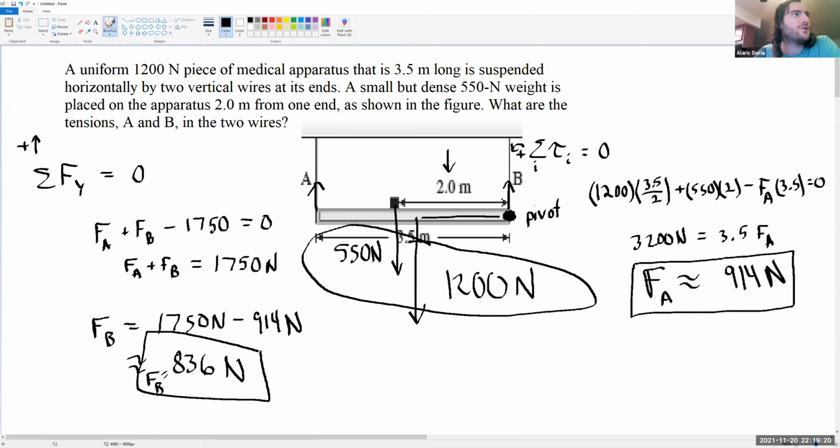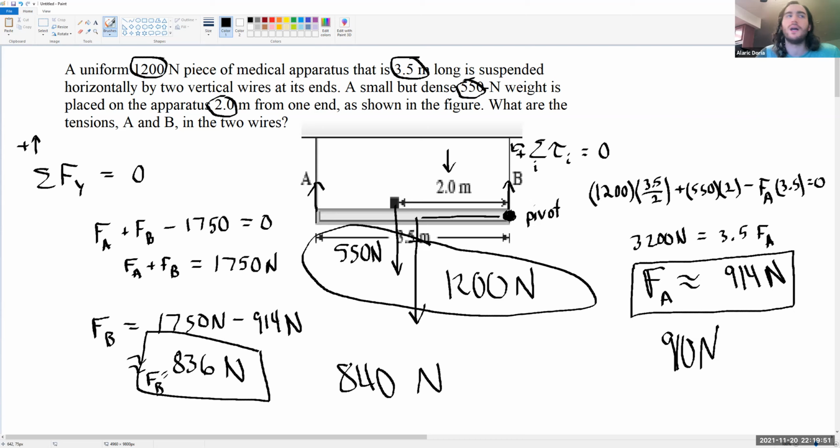So we go over to the answers. Since these are multiple choice questions, we can take a look at the answers here. And they give 840 newtons for FB and 910 newtons for FA. And I look at all the answers here and I can see, yep, it's definitely this one. They've just rounded to two significant figures, which makes sense because they have two here, two here, two here, and two there as well.